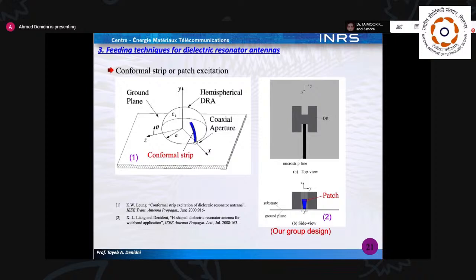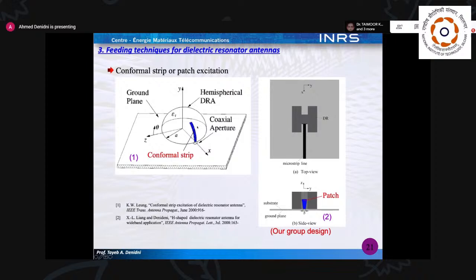And by this conformal, we can achieve some performance in terms of bandwidth and also in terms of gain and radiation pattern. This work is from our group, Mr. Long and myself. We designed this type, and if you are interested in this design, you can consult this paper. Another work from another group from Lyon also uses conformal strip excitation of dielectric resonators.